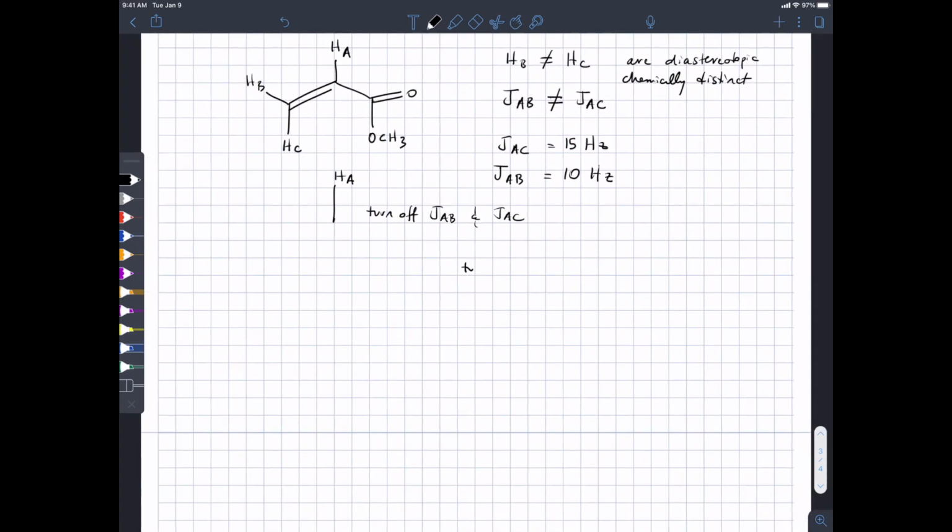Now, let's turn on the coupling between A and B. And let's just say that this distance is 15 hertz. And as expected, when we turn on coupling with just one other proton, it's a doublet, split 50-50.